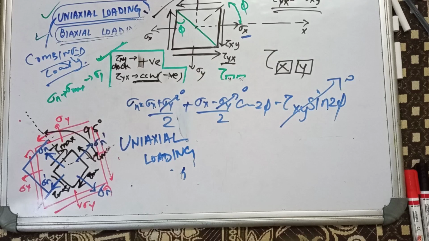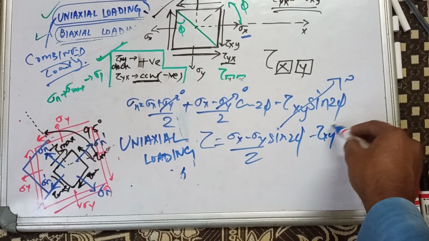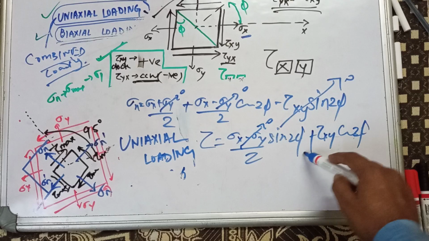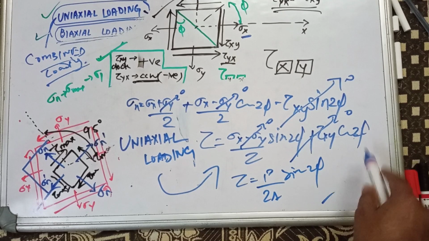The generalized shear stress formula was this: tau is equal to sigma x minus sigma y by 2 sine 2 phi plus tau xy cos 2 phi. In this case, if you put sigma y as 0 and tau xy as 0 because it's a uniaxial loading condition, and you check the final formula for tau, you are getting P upon 2A sine 2 phi or not. Is it clear? P upon A you can write as sigma x, so sigma x upon 2 sine 2 phi.